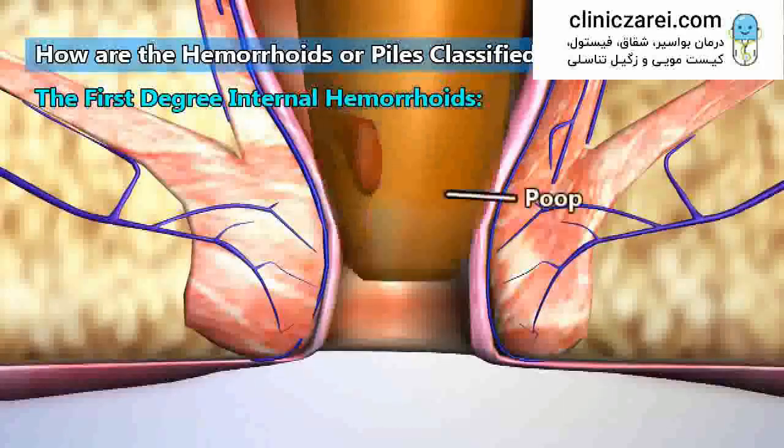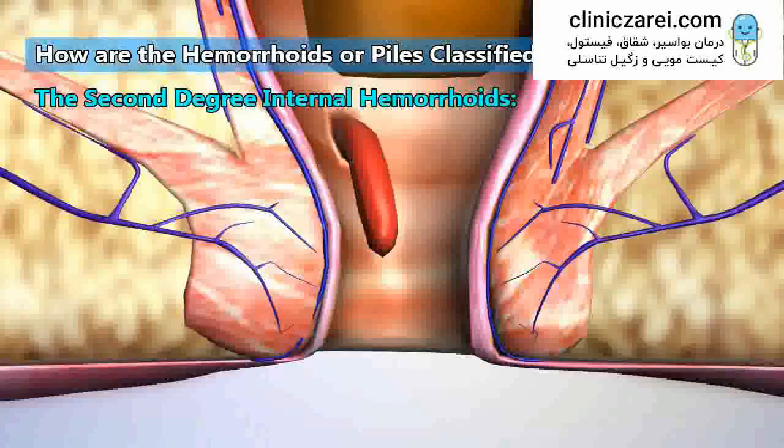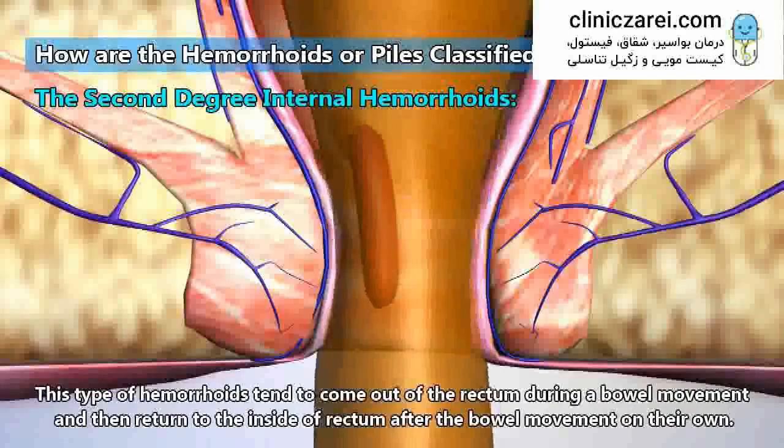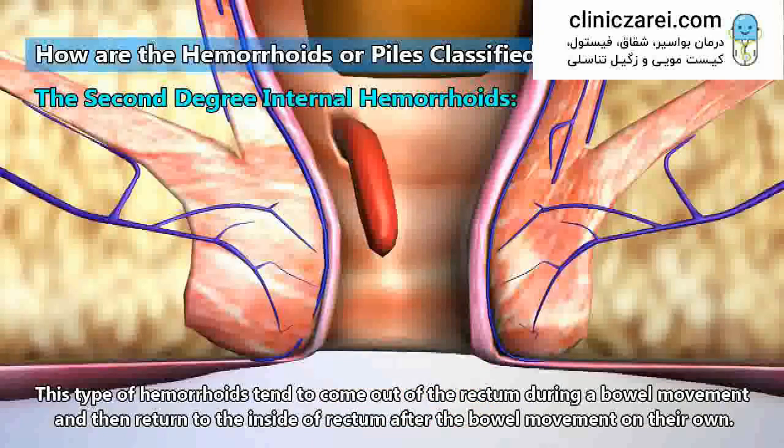The first degree internal hemorrhoids always remain inside the rectum. The second degree internal hemorrhoids. This type of hemorrhoids tends to come out of the rectum during a bowel movement and then return to the inside of the rectum after the bowel movement on their own.